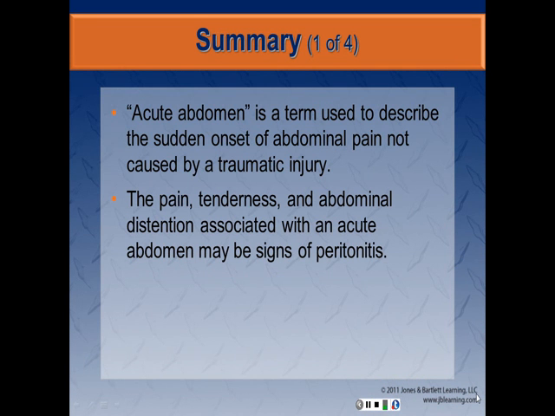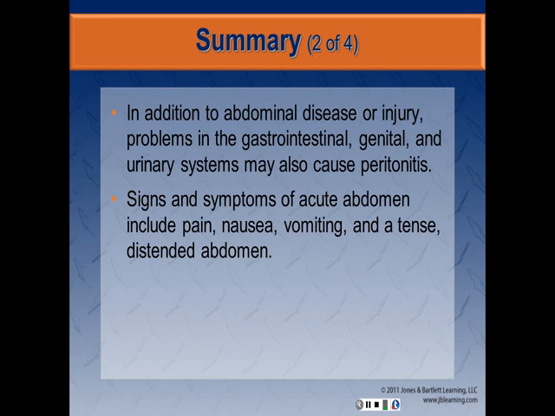In summary, an acute abdomen is a term used to describe the sudden onset of abdominal pain that is not caused by a traumatic injury. The pain, tenderness, and abdominal distension associated with an acute abdomen may be signs of peritonitis. In addition to abdominal disease or injury, problems in the GI, genital, and urinary systems may also cause peritonitis. Signs and symptoms of the acute abdomen include pain, nausea, vomiting, and a tense, distended abdomen.